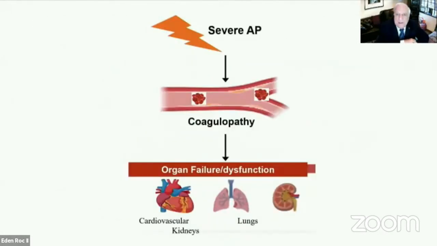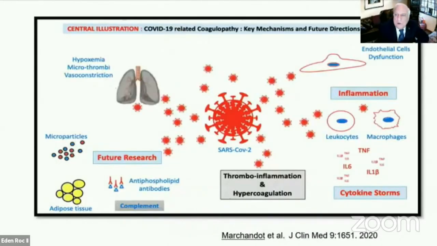So the last couple slides are just conceptual, and it's showing our concept that severe pancreatitis is associated with a coagulopathy, and that coagulopathy could be the mediator of organ failure, and at the bottom, cardiovascular, lung, and renal failure. I also showed this slide at the end because we've been thinking that at least the pulmonary manifestations of severe acute pancreatitis could be similar to those of COVID. And some of the same pathways are being identified in severe COVID disease, like the thromboinflammatory and hypercoagulation states, and some of the inflammatory mediators that we've been discussing.